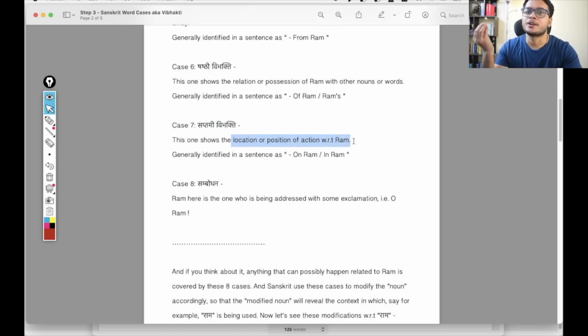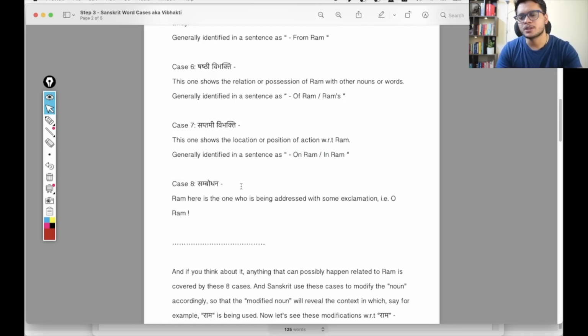Monkey is sitting on a tree. So where is he sitting? On a tree. So you want to show that location or position. And in that sense, you will use the seventh case. On, in, these are the keywords that can help you identify that which word case will be acting on the noun.